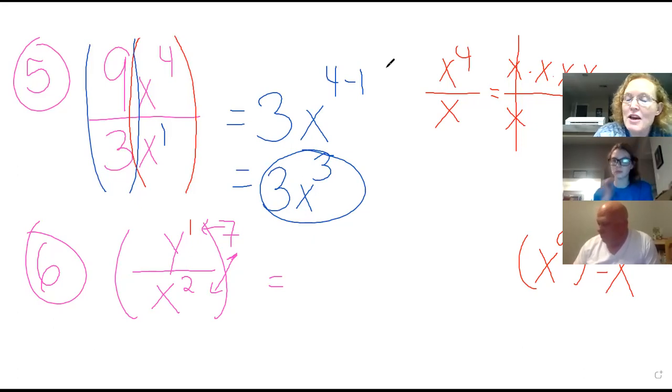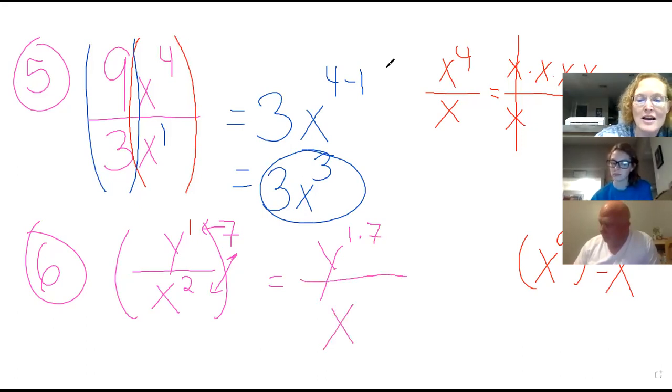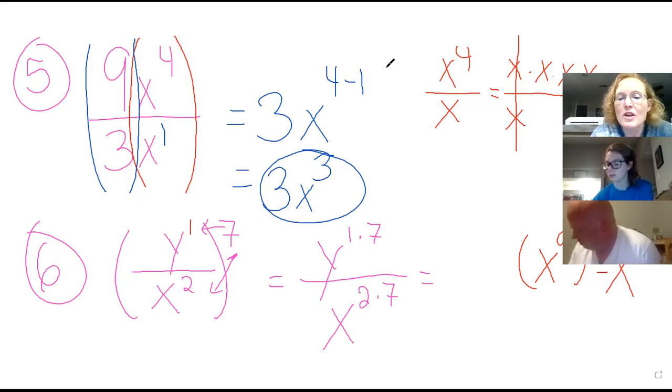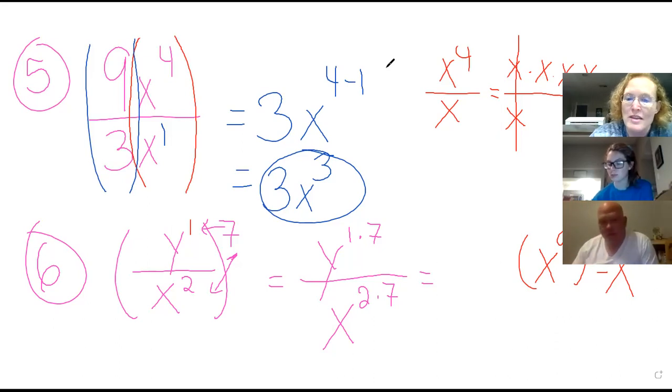So then it's going to be the same thing over here. We're just going to have to make sure that that 7 goes with both the y and the x. So that's going to be y to the 1 times 7 power, and we'll simplify that in a second, over x to the 2 times 7 power. So then what is that going to give me for a final answer right there? Y to the 7th over X to the 14th. That's it. We got it.